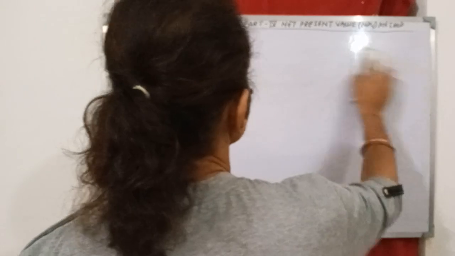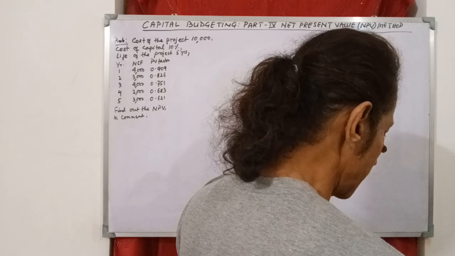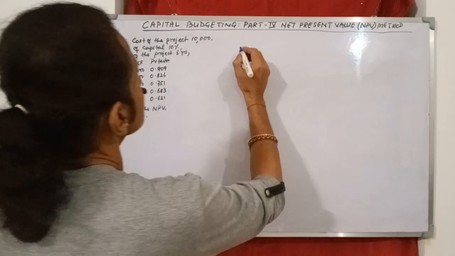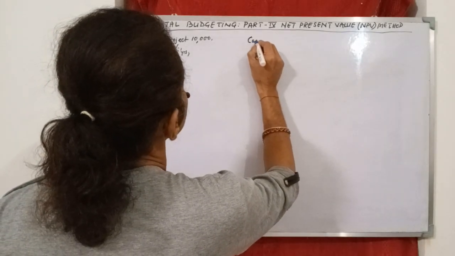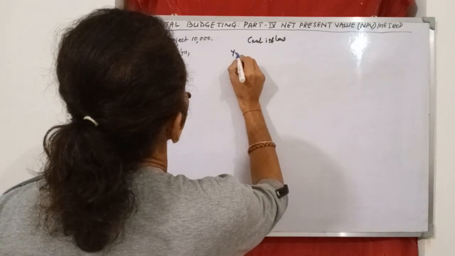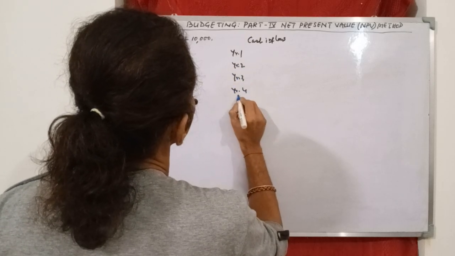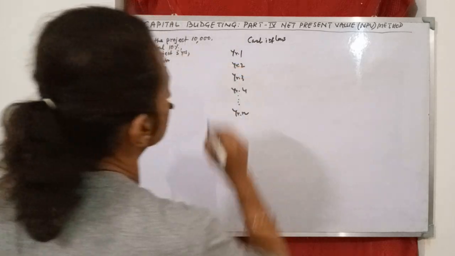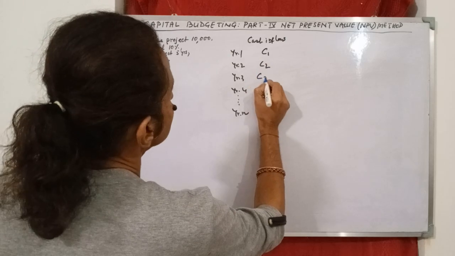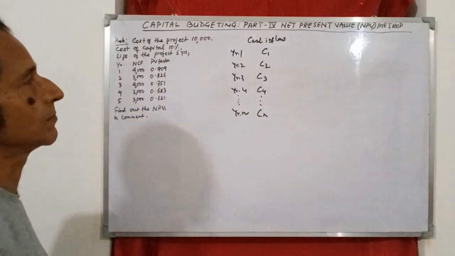Now, I will discuss how the formula of NPV can be derived. Suppose cash inflows in year 1, year 2, year 3, year 4, year n. Say this is C1, this is C2, this is C3, this is C4, and in this way this is Cn. Correct?